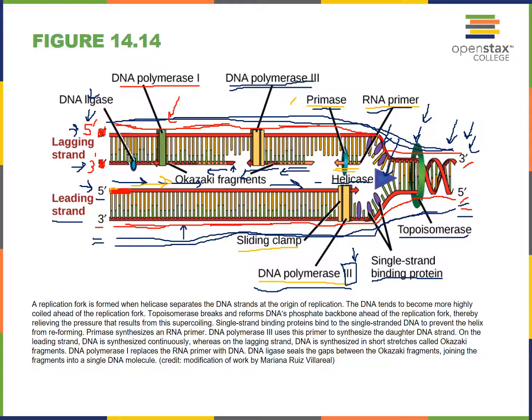So that's what DNA polymerase does. It takes out the primer and replaces it with DNA. And then in several spots along the lagging strand and even a couple places on the leading strand, you'll have some gaps in the sugar phosphate backbone. And those gaps are sealed by DNA ligase, which is this little blue oval here.